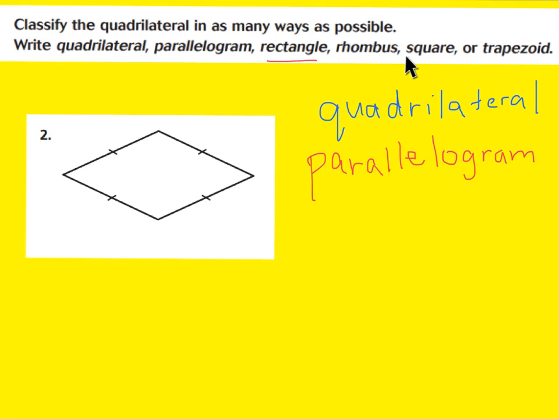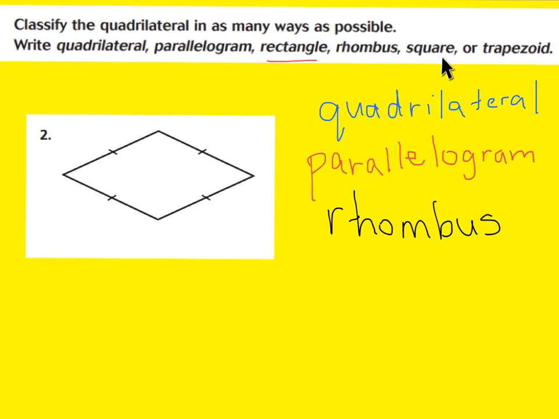Now, is it a rhombus? A rhombus is a 4-sided polygon with 4 sides that are the same length, and it also has 2 sets of parallel sides. So yes, this one does work out to be a rhombus as well.